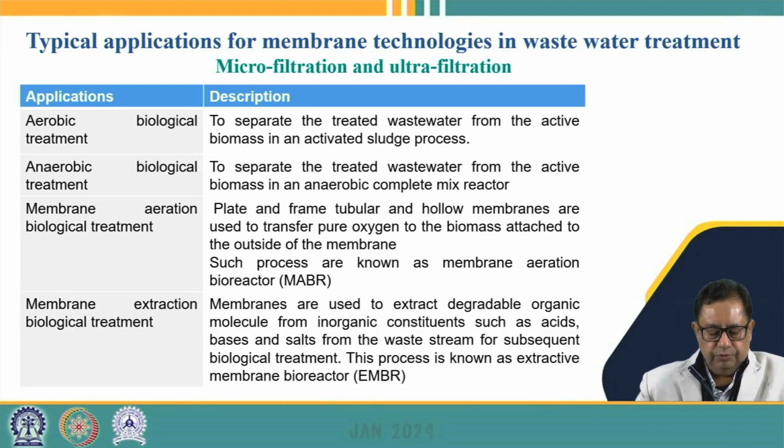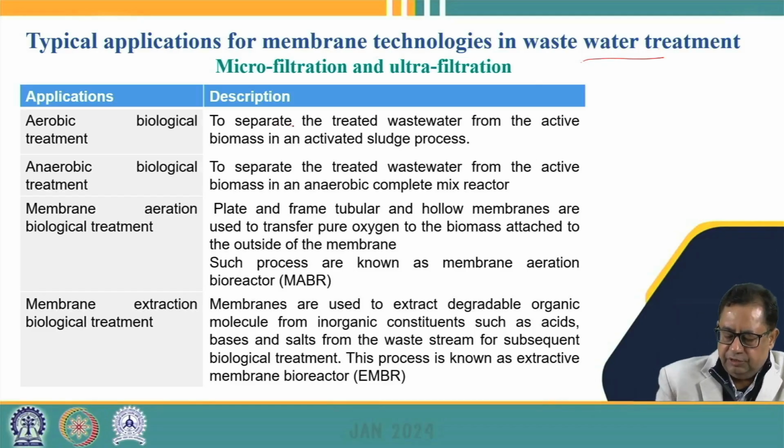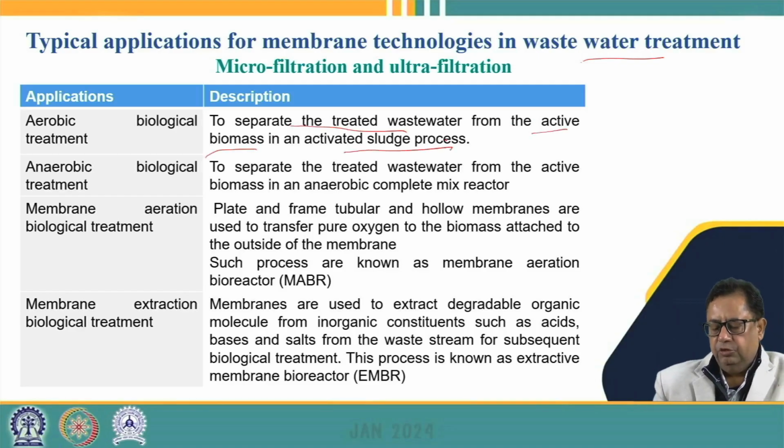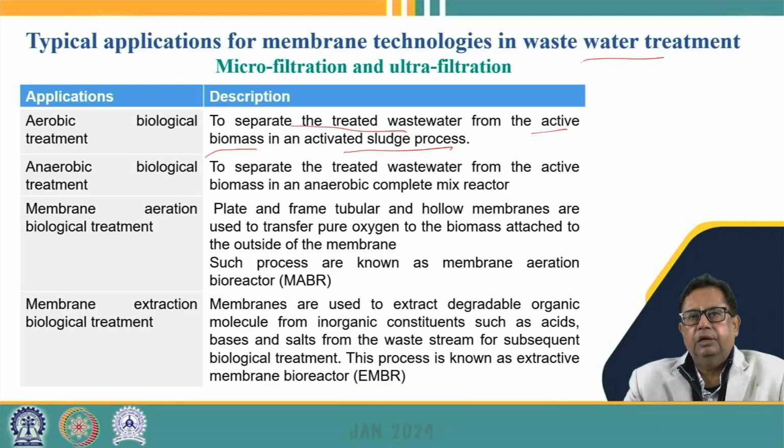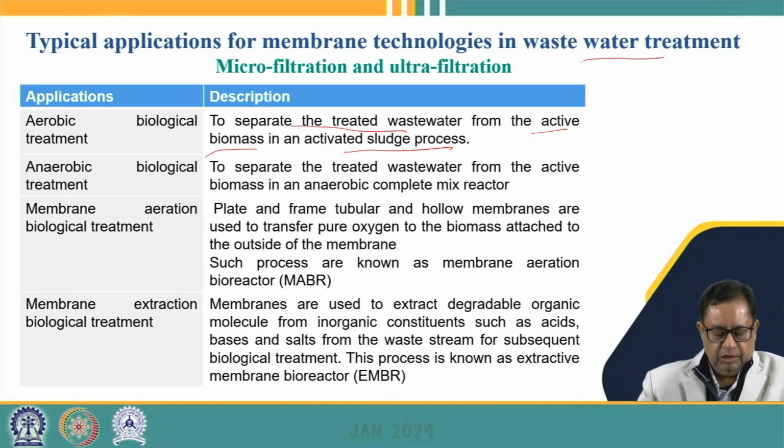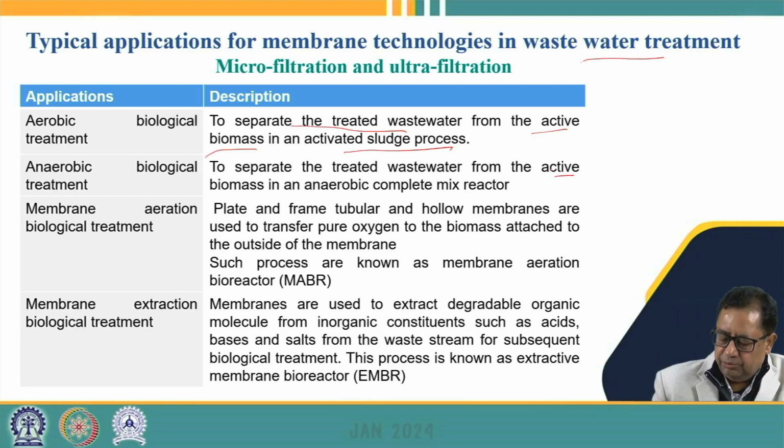So when we talk of microfiltration and ultrafiltration in the wastewater treatment process, here we can use the aerobic biological treatment process, and we separate the treated wastewater from the active biomass in an activated sludge process. So we can use separation of the active biomass or MLVSS, which is present in the aeration chambers, by using the membrane process, right? And so it also reduces the need of the secondary settling tank in such a case. Similarly, in the anaerobic process also, the active biomass can be separated from the wastewater.